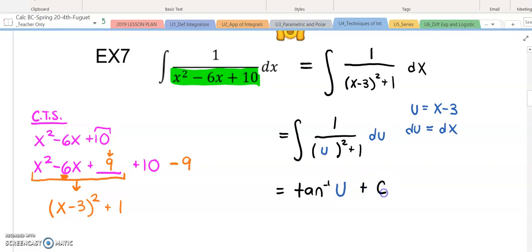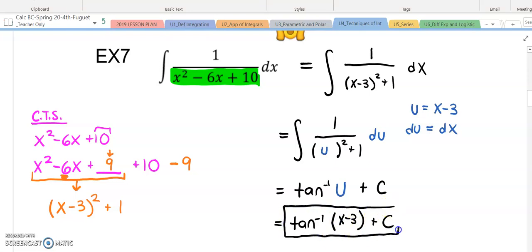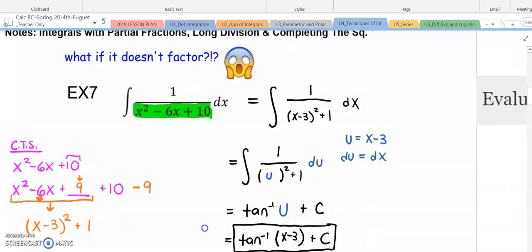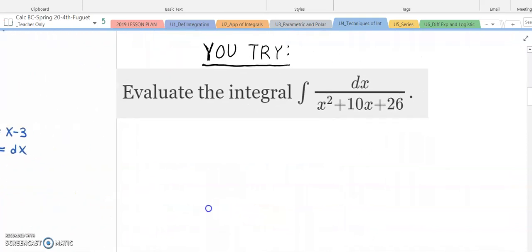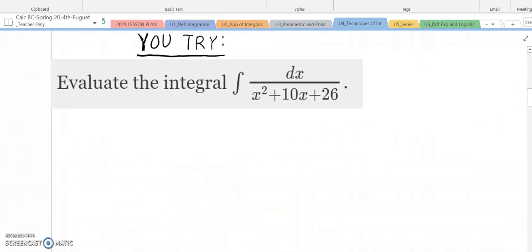Of course, for our last step, whenever we do a u substitution, we're going to want to substitute that back in so that our answer is in terms of x. So we're going to call that arctan of x minus 3 plus c, and we have our first antiderivative in this practice set. What I'd like you guys to do at this point is take a look at this example here, and I'd like you to try this one on your own. Pause the video, and when you've completed, we'll have an answer for you.